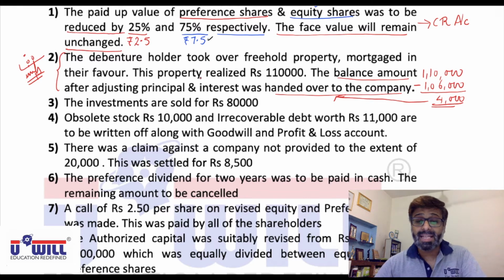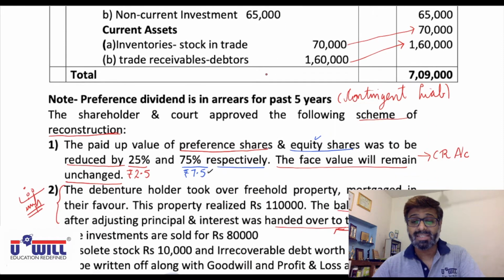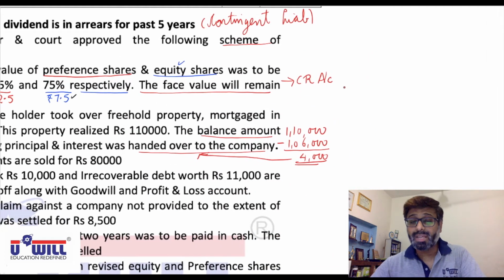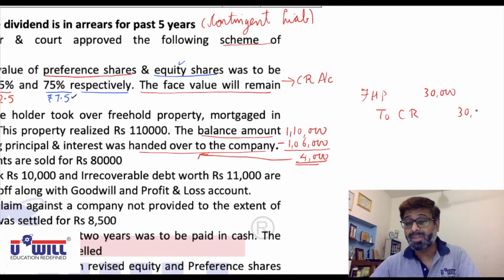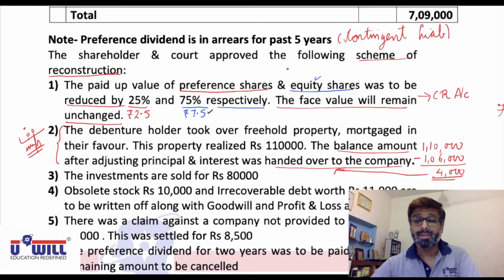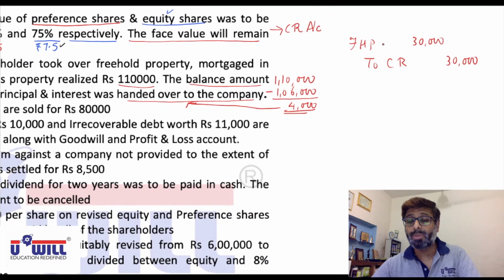First of all, property realized 1,10,000. Property is, you all can see here, 80,000. Freehold property is worth 80,000, which has realized 1,10,000. So we can first of all say that for freehold property there is an increase of 30,000, which we transfer to capital reduction account. That is our profit. So 30,000 of freehold property's profit, increase in value, appreciation, will be credited to capital reduction.